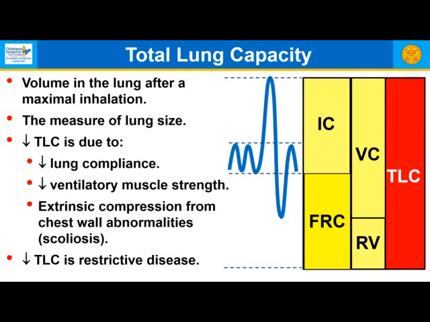Total lung capacity is the total amount of air in your lungs after maximal inhalation, and this is the measure of lung size. A decrease in total lung capacity can be due to parenchymal disease, stiff lungs, decreased lung compliance, decreased ventilatory muscle strength, if I don't have strong enough muscles to inspire fully, or extrinsic compression from chest wall anomalies, the most common being scoliosis. A decrease in total lung capacity is the definition of restrictive disease.